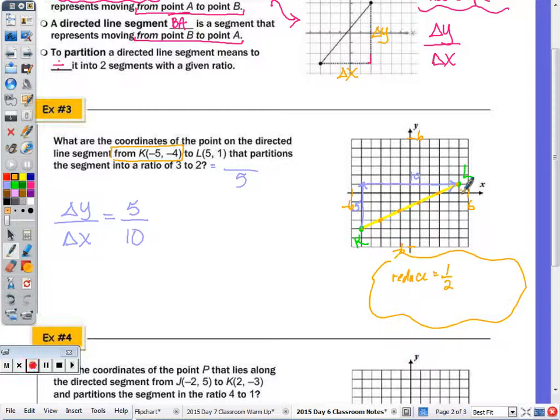So however, now where is the point that would break it up into 3 to 2? Well, I need 1, 2, 3 segments to 1, 2, so this must be the point right here, whose coordinates are what? 1, negative 1.